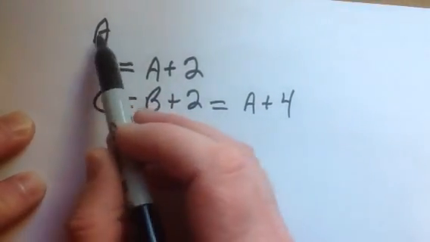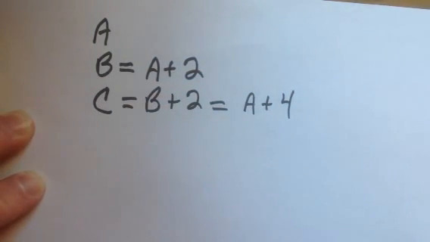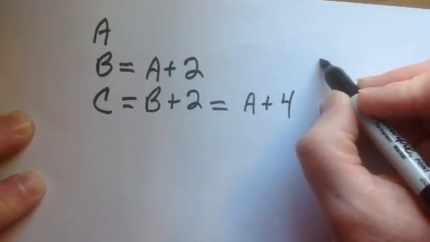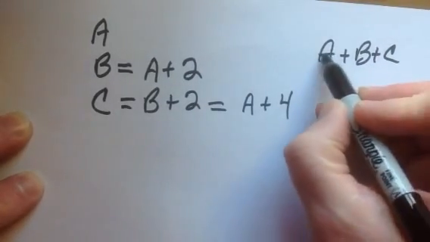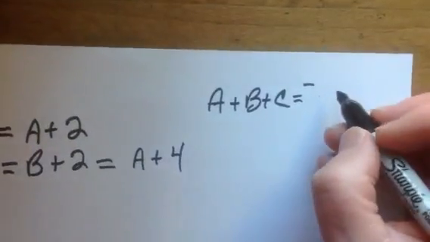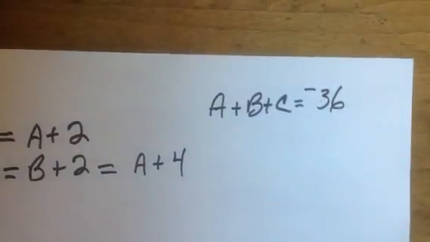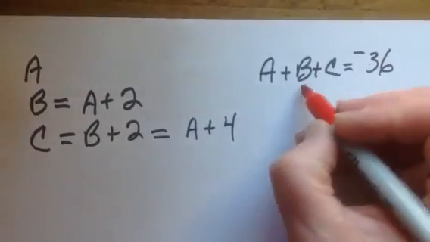Now what we're really looking for is the letter A, but the rest of the sentence says, let me read it again, three consecutive even integers, A, B, and C, add to equal negative 36. So we've got A plus B plus C equals negative 36.